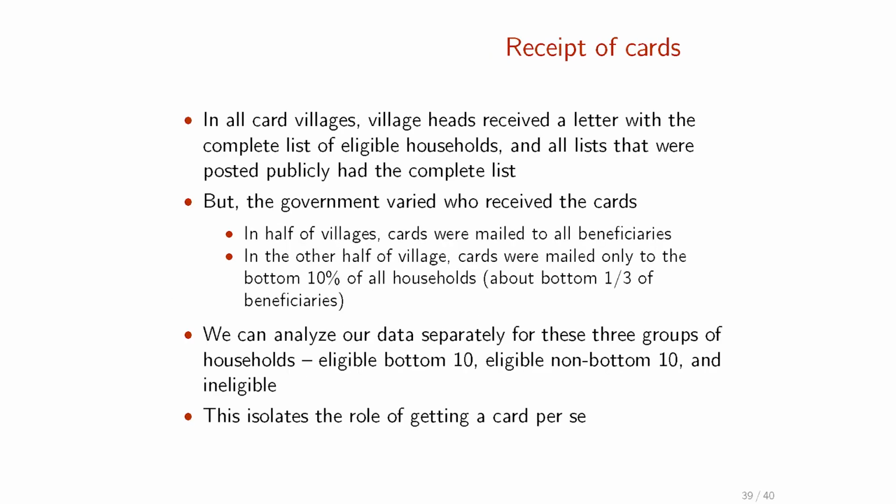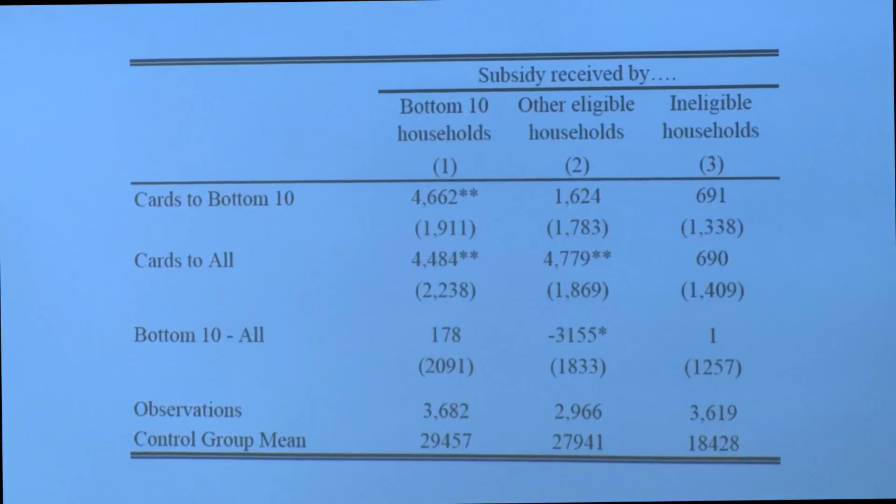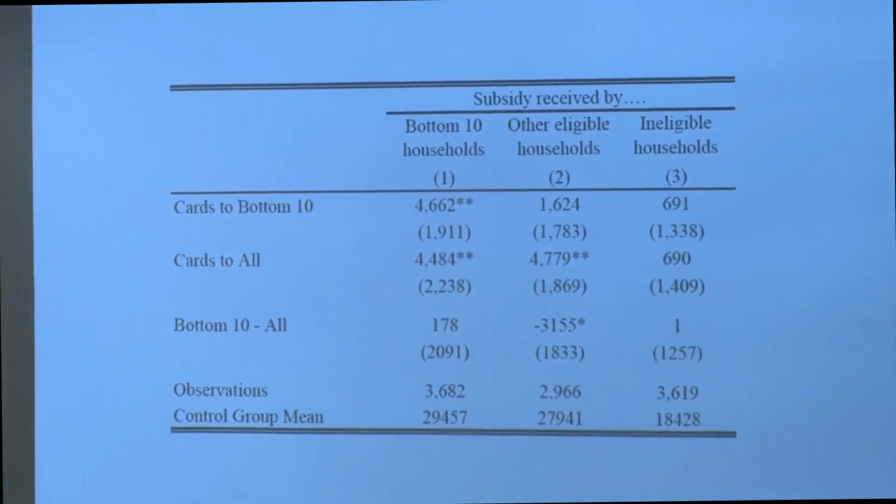And then finally, does it matter to receive the card yourself? We should focus on the other eligible households, the ones who are not receiving the card when not everybody gets it. You see that when they get a card, their subsidy increased by 5,000 rupees, more or less, but when they don't get the card, by only 1,600. So the physical card also matters. I didn't print the table for accountability, but the accountability didn't do much.